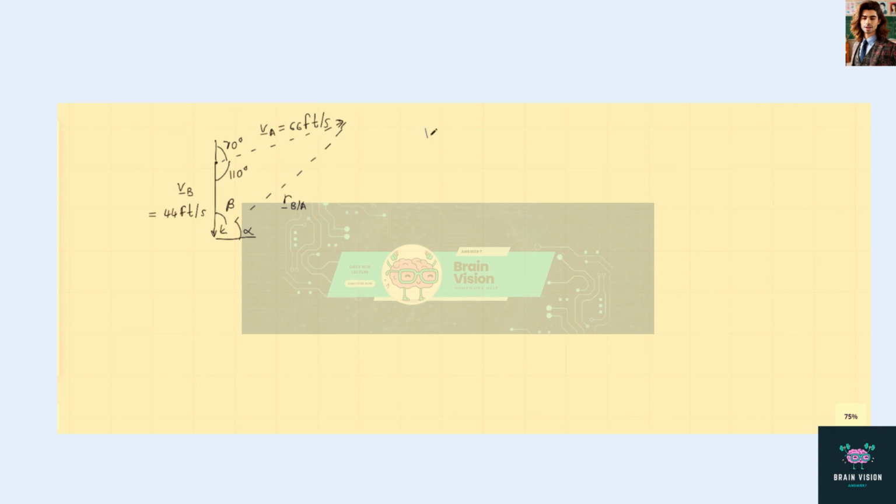So we know that VA is equal to 45 miles an hour, and so we'll convert this to feet per second. So this works out to 66 feet per second, and VB has a speed of 30 miles an hour, which is 44 feet per second.